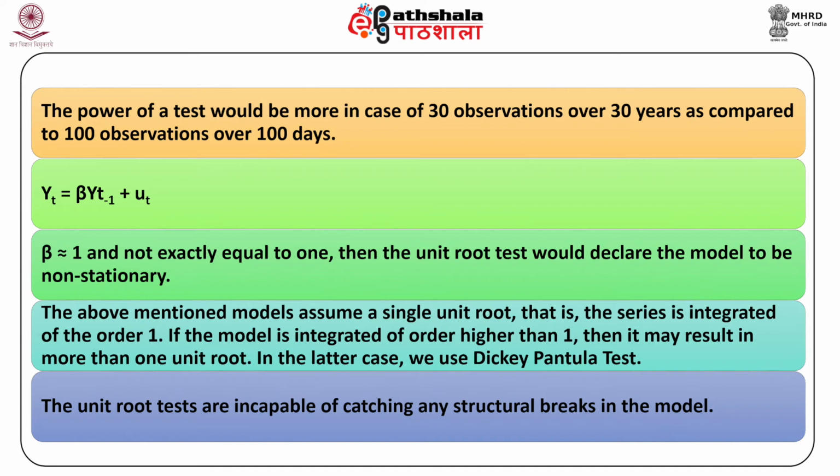Second, if in a model, say yt is equal to beta yt minus 1 plus ut, and beta is approximately equal to 1 and not exactly equal to 1, then the unit root test would declare the model to be non-stationary. Third, the above mentioned models assume a single unit root, that is, the series is integrated of order 1. If the model is integrated of order higher than 1, then it may result in more than one unit root. In the latter case, we use the Dickey-Pantula test. The fourth reason could be that the unit root tests are incapable of catching any structural breaks in the model.